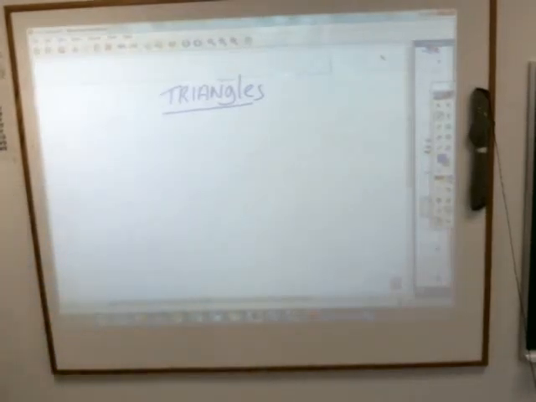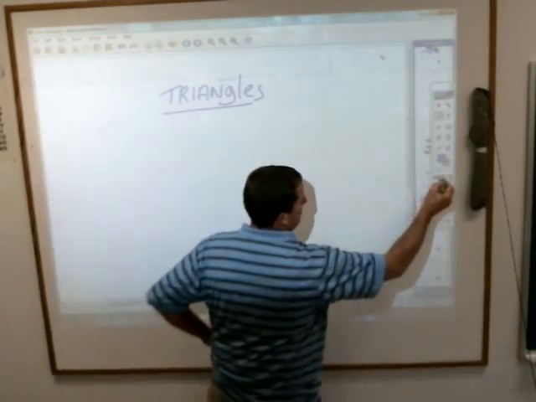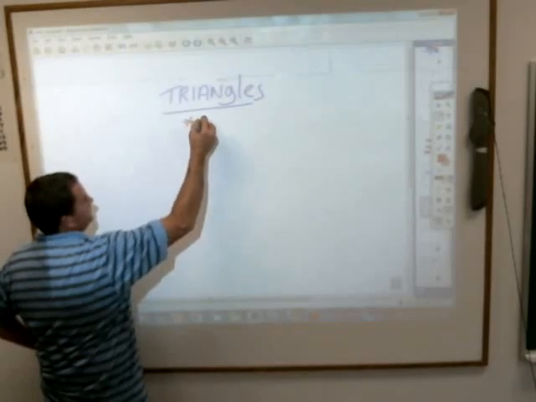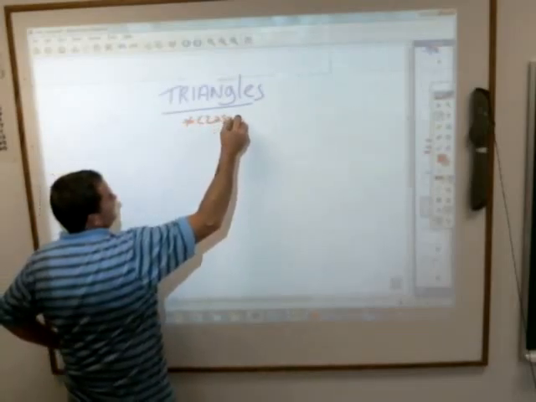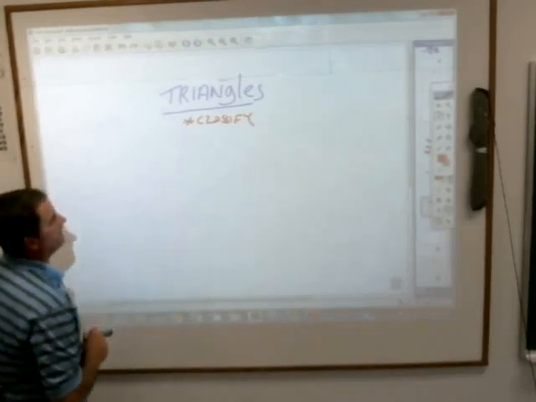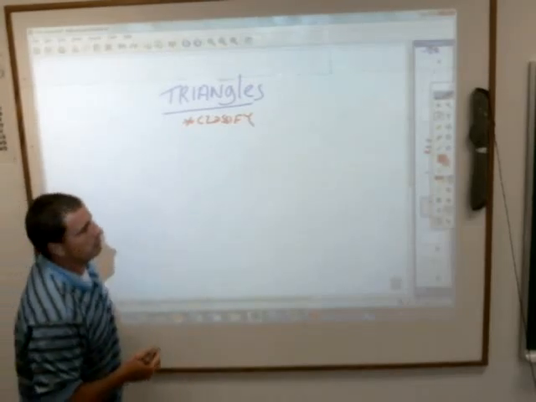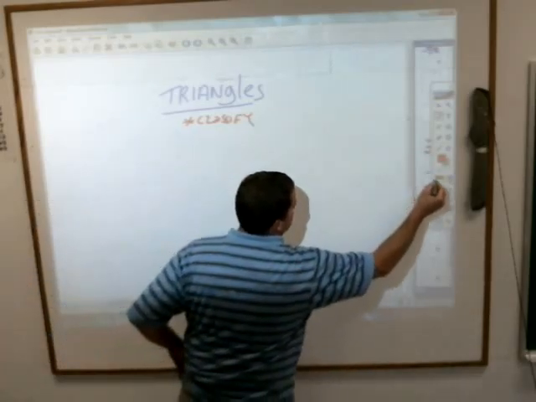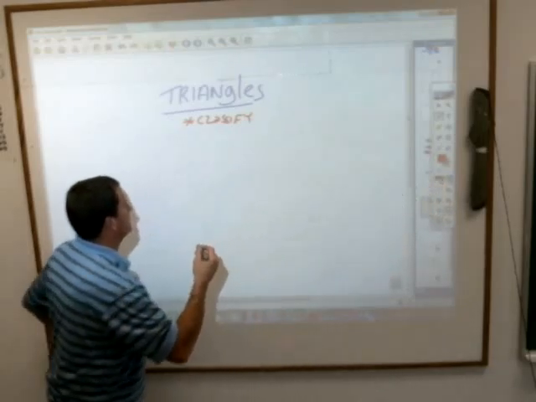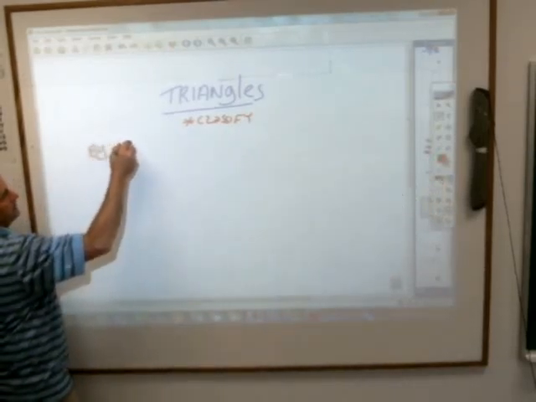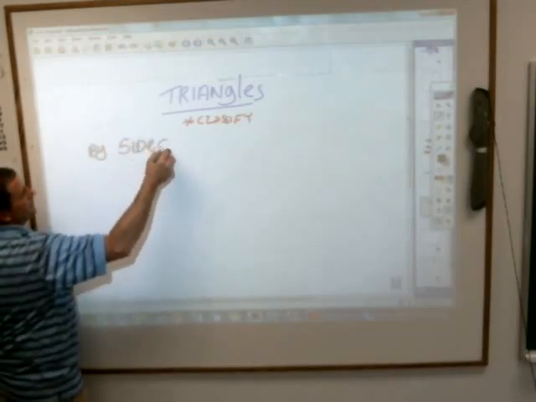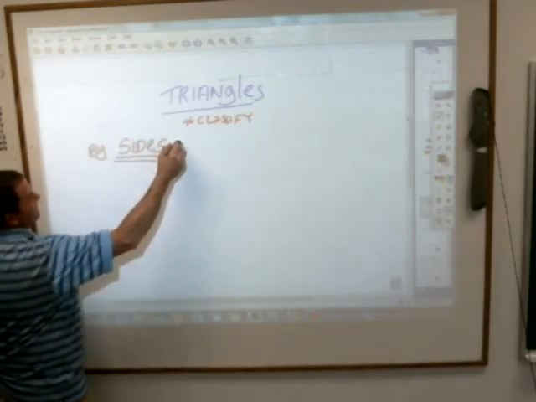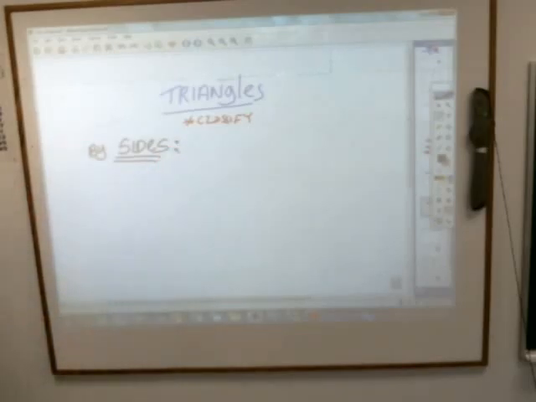When we classify triangles, and that's what we're talking about today, we can either classify them by their sides or by their angles. The first one we're going to do is by their sides. When I give you a quiz, I will say classify this by its sides. What are your three choices when you have triangles? I don't want the names of them. I want your three choices.